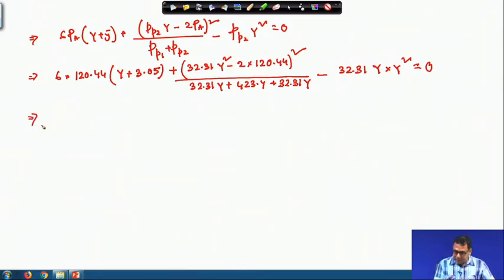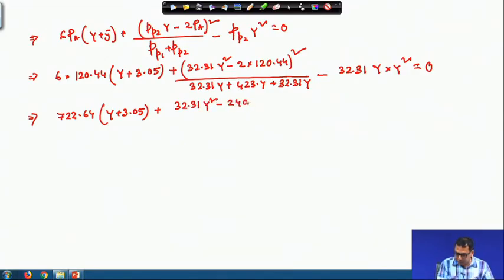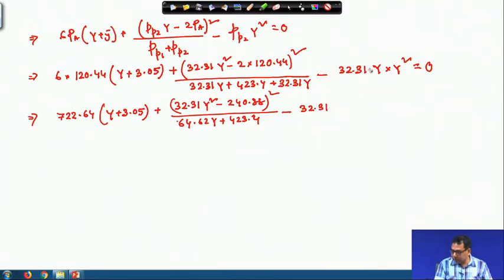So, if I simplify this expression, here you can see the only unknown is capital Y. So, this will be 722.64 capital Y plus 3.05 plus 32.31 capital Y square minus 240.88 whole square divided by 64.62 capital Y plus 423.4 minus 32.31, this is Y square and Y, this will be capital Y cube. Okay. So, this is equal to 0.